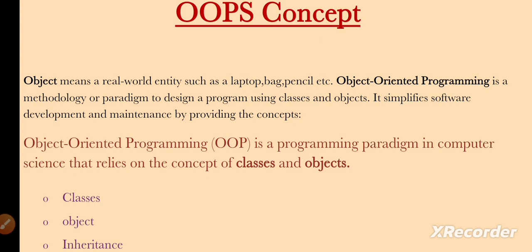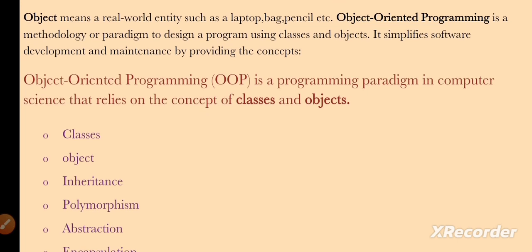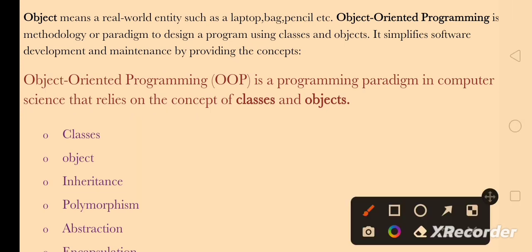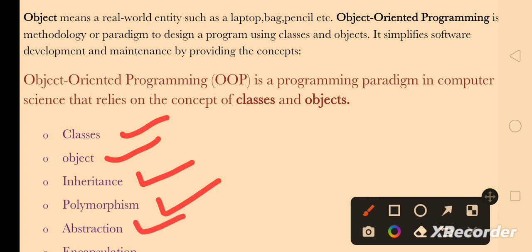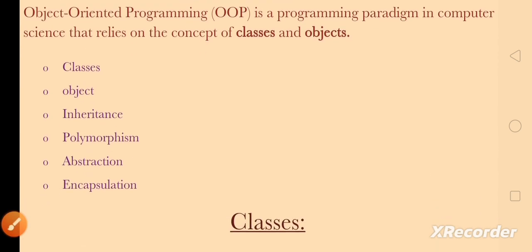Object oriented programming is a programming paradigm in computer science that relies on the concept of classes and objects. Now, what are the basic pillars on which OOPS, that is the object oriented programming language, relies? First is classes, second is objects, third inheritance, then polymorphism, abstraction, encapsulation. In this video, we will explore each and every term in detail.